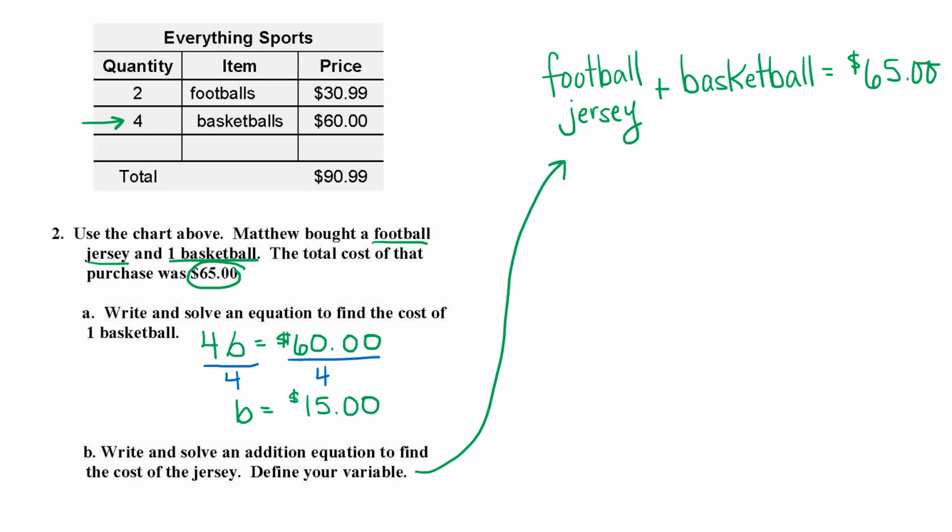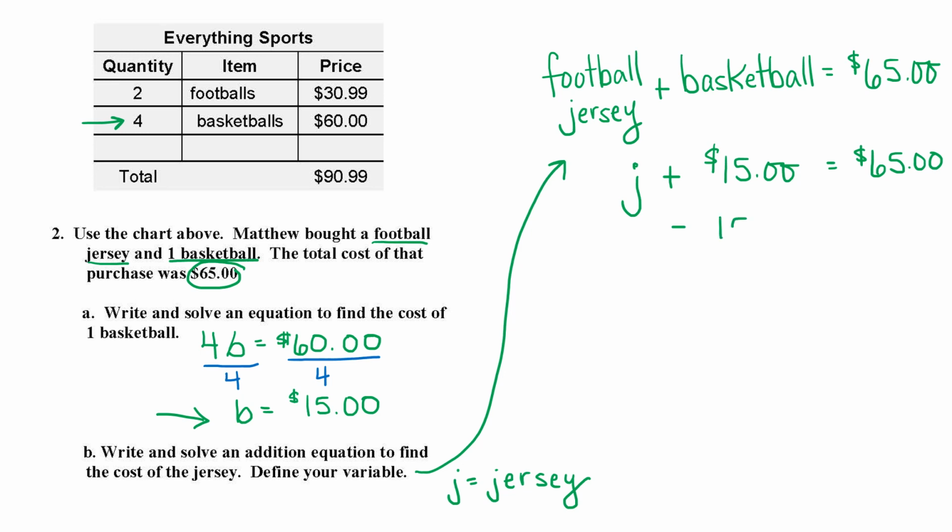Okay. We know from our problem in problem A that the basketball costs $15. And we're going to use J for the football jersey. So here is our equation. And when it says define your variable, I'm going to say J equals the jersey. Now to solve this problem, I'm going to subtract 15 on both sides. And J equals $50. So the basketball costs $15 and the jersey costs $50.